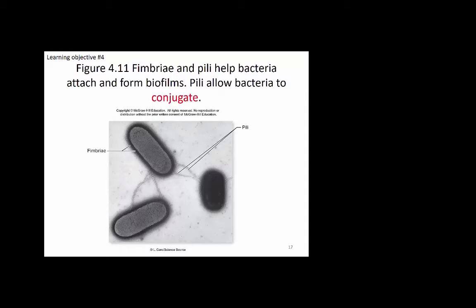Fimbriae and pili are two extracellular structures that also help bacteria attach and form biofilms. Additionally, pili allow bacteria to connect, as the bacteria are in this image, and they can perform conjugation, which is sharing DNA between unrelated bacteria. And we will discuss this further in later lectures.